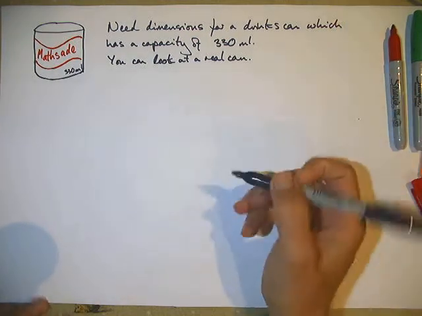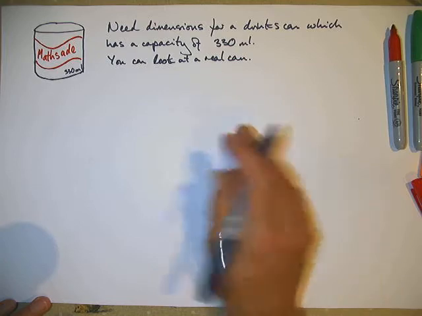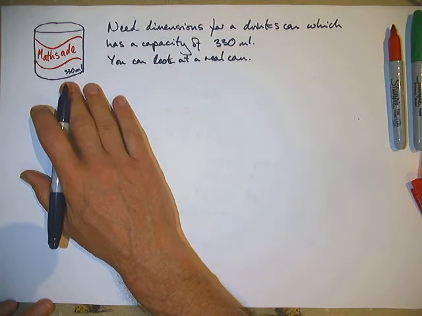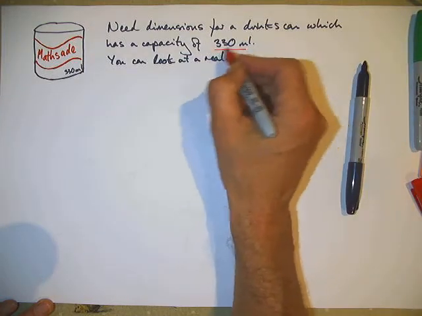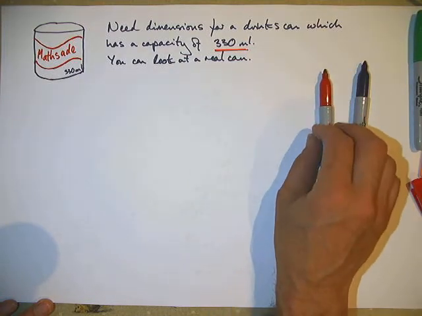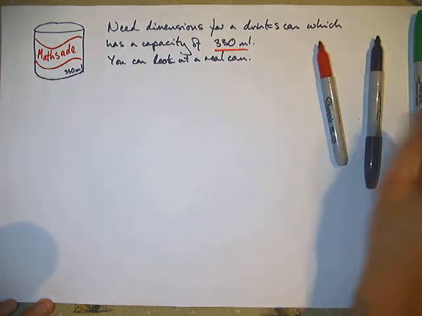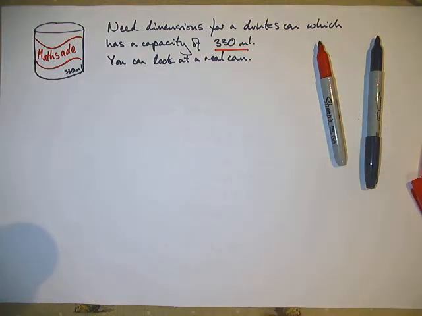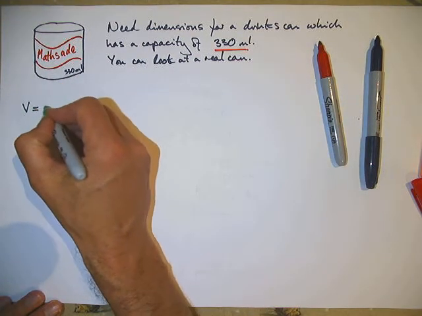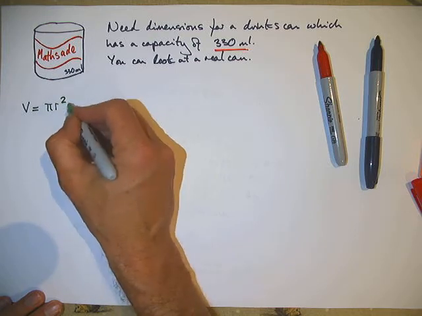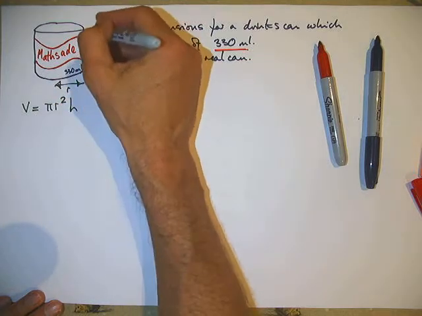So someone also asked for 9F question 7, and 9F question 7 is the one that said you've got a drinks can with a capacity of 330 millilitres. Can we think of some possible dimensions? You can look at a real can. Again, what shape is a can? A can is a cylinder, and we're looking at capacity, so we're looking at volume. And volume of a cylinder is pi r squared h. We're looking for possible dimensions of r and h.